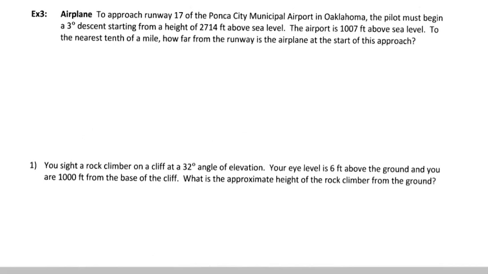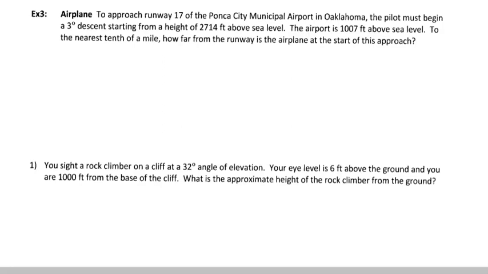The next one says, to approach runway 17 at Ponca City Airport in Oklahoma, the pilot must begin a 3% descent starting from a height of 2,714 feet above sea level. The airport is 1,007 feet above sea level. To the nearest tenth of a mile, how far from the runway is the airplane?